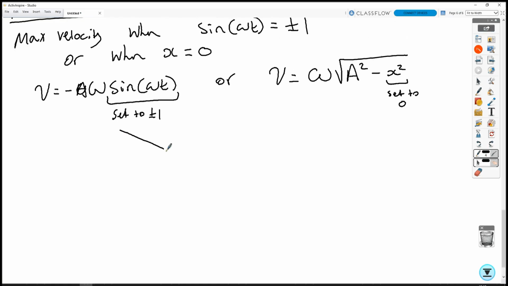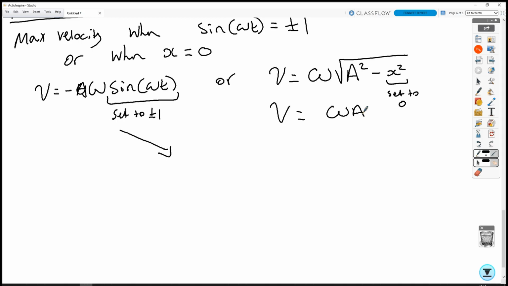And in either case, we end up with the same thing. v equals omega square root of a squared, so it's v equals omega a. And over here, you've got minus a omega, or omega a, whichever you prefer.